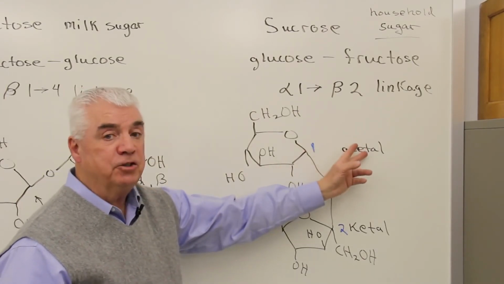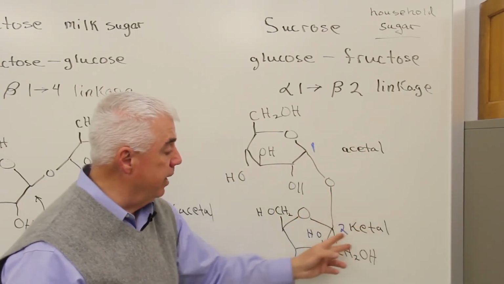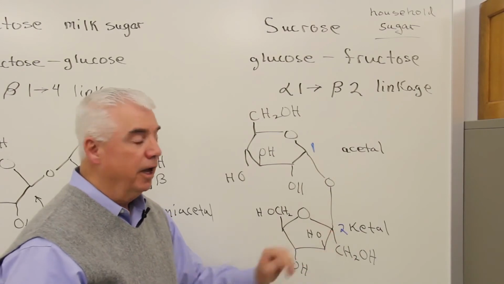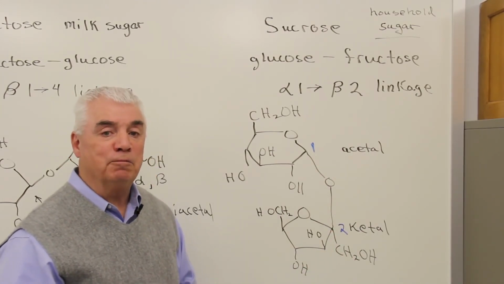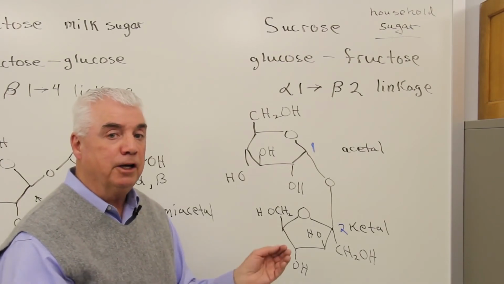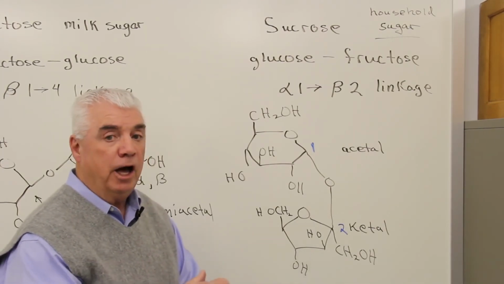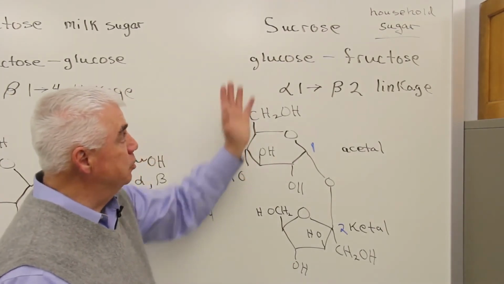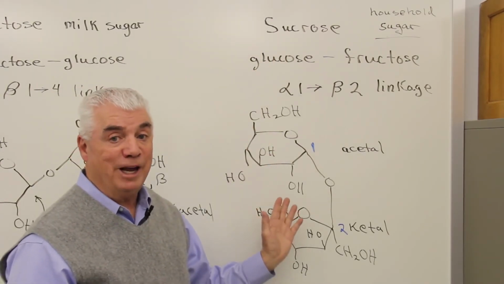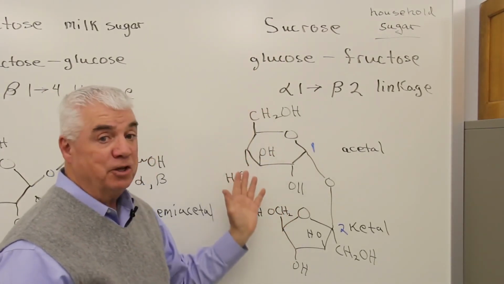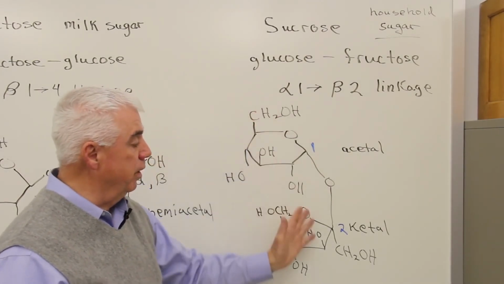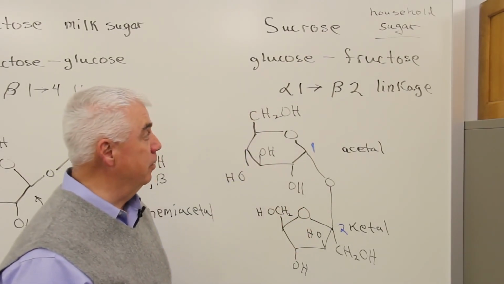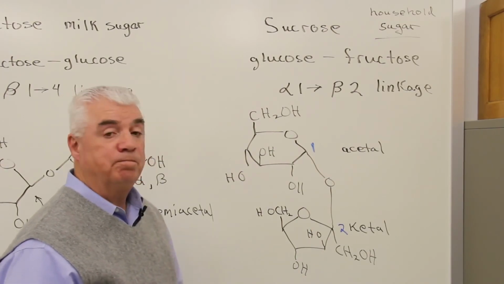Up here we have an acetal linkage. Here we have a ketal, and neither one of these are hemi. So there's only one form of sucrose. It's not opening and closing to an aldehyde form. And so sucrose, when you talk about the reactions of disaccharides, it's not a reducing sugar because the ring form just stays that way. There's no open chain form.